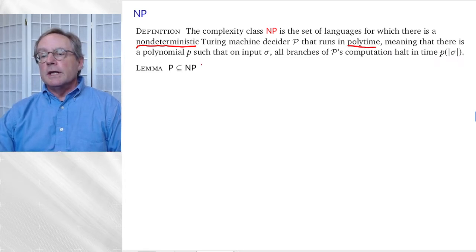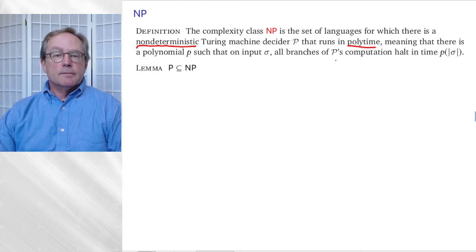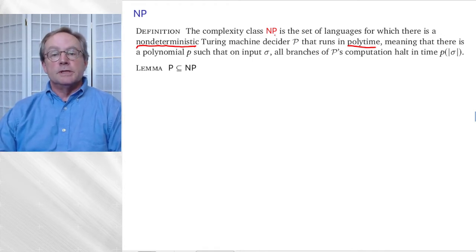Meaning specifically that there's a polynomial P, so that on all input sigma, all branches of P's computation halt in time P of the length of sigma. Okay, so P was the collection of languages for which there is a deterministic Turing machine decider. NP is the collection of languages for which there's a non-deterministic Turing machine decider.